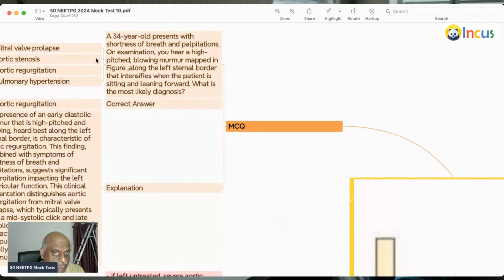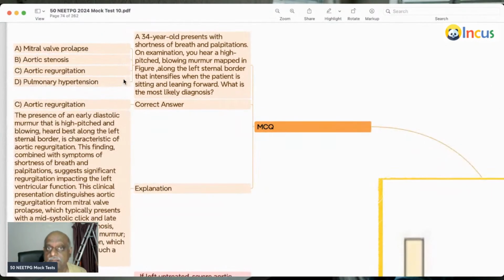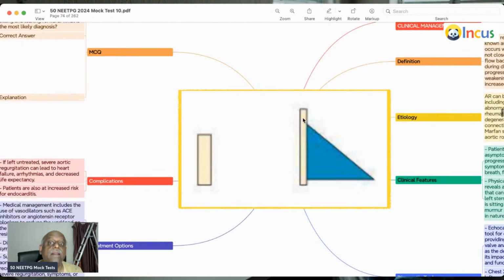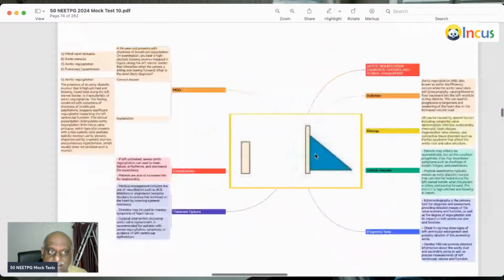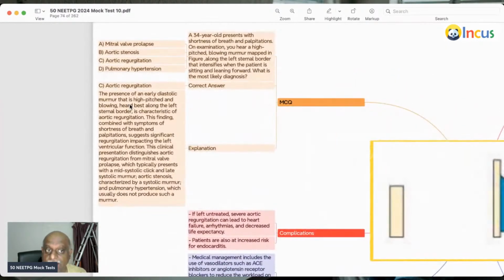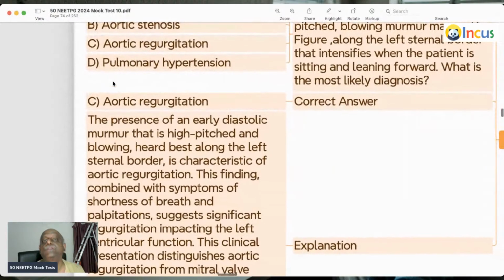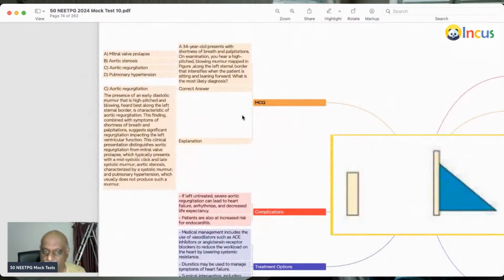A 34-year-old with shortness of breath, palpitations, and a high-pitched blowing murmur. What kind of murmur is this? It is an early diastolic murmur, which is high-pitched, blowing, and heard best along the left sternal border. This is characteristic of aortic regurgitation, which is what you need to remember.